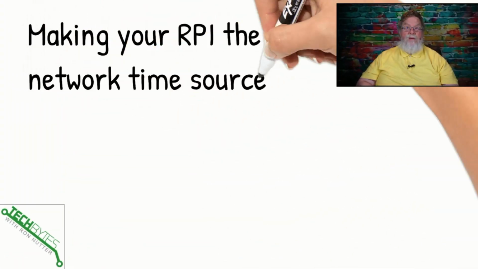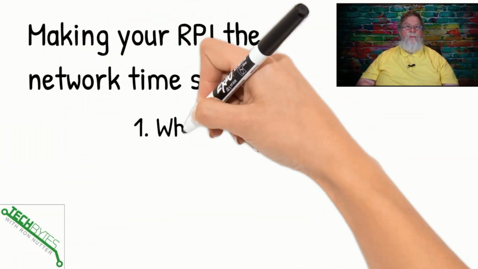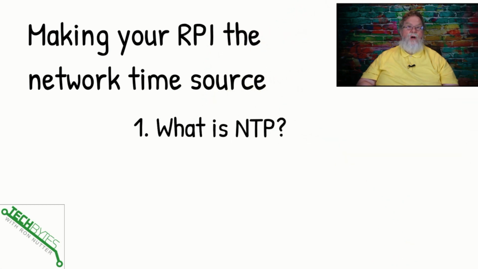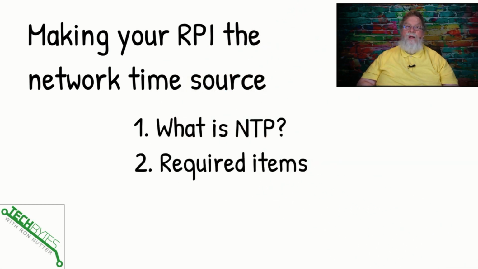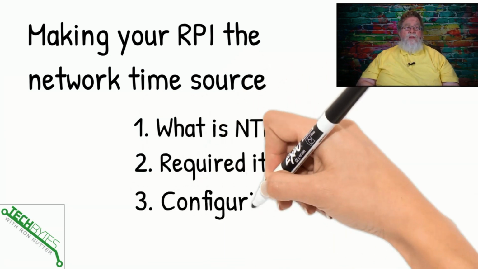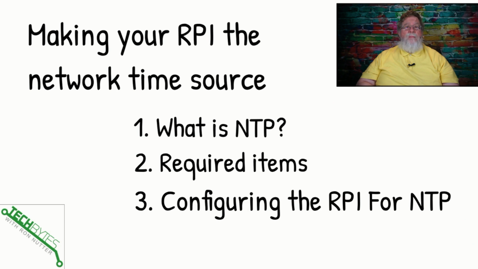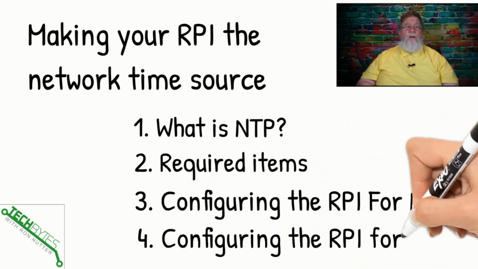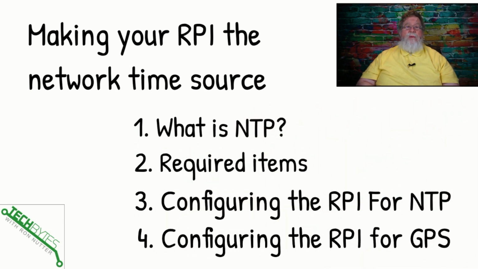Now, here's what we're going to be covering in this video, and that's making your Raspberry Pi the network time source. Well, first we're going to talk about what is NTP. You may not have heard of it. Then we're going to talk about the required items. And if you've already got a Raspberry Pi, there's only about one more piece you're going to need, so I think you're going to like this one. Then we'll go about configuring the Raspberry Pi for NTP. And then we'll set up the Raspberry Pi to use the GPS antenna that you're going to get. Trust me, very affordable.